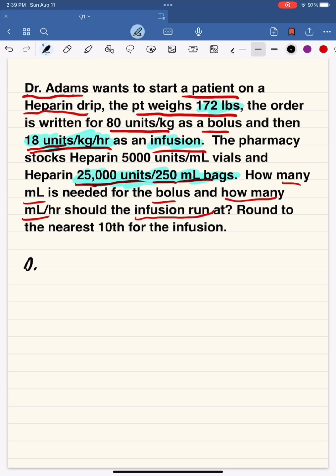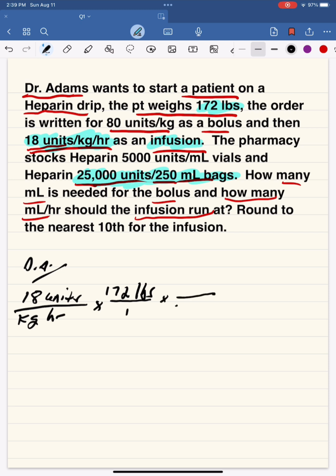All right, so let's start off with dimensional analysis. We're going to set up the equation. We're going to do 18 units per kilogram per hour. So we're going to keep the kilogram and the hour on the bottom. Times, all right, so we know the patient weighs 172 pounds. We're going to put 172 pounds over 1. Now we have to change it to kilograms. So we're going to do 2.2 pounds on the bottom because it has to cancel out the units on top, equal to 1 kilogram.